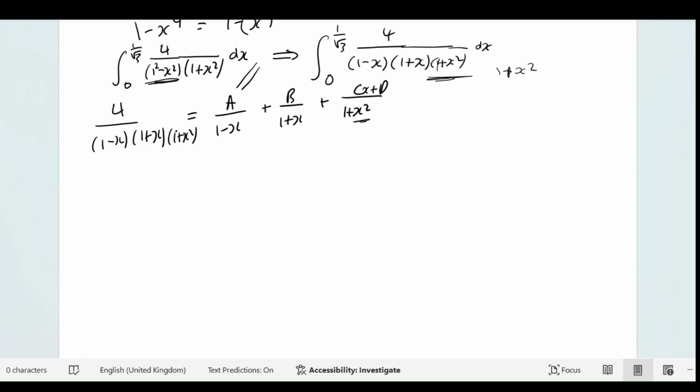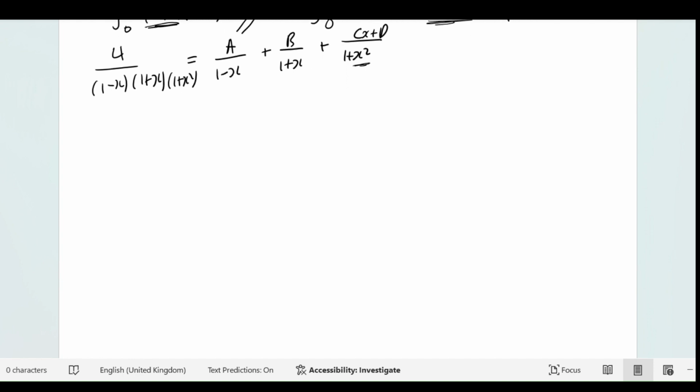In the rest, the highest power is 1, so on the numerator the highest power is x to the 0, which is 1, which is why it's not there. So now that we've got this in this form, we're going to split up via partial fractions.